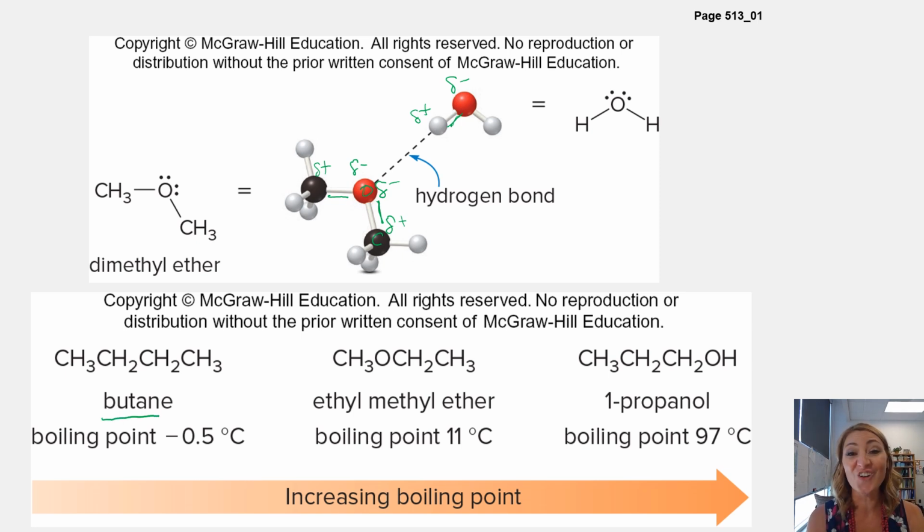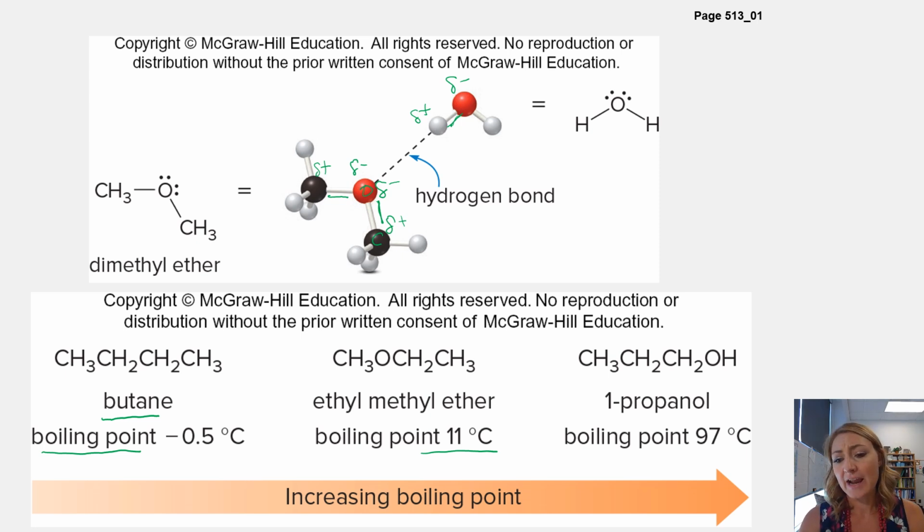It has all nonpolar bonds. It's a nonpolar molecule. Therefore, it has a relatively low boiling point. If we were to look at a 3-carbon ether, so we stick an oxygen in the middle of it, so this is ethyl methyl ether, we increase the boiling point. It's going to take more energy now to separate 2 ethyl methyl ethers from each other and have them escape from the liquid form to a gaseous form.